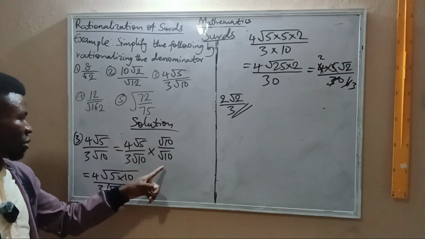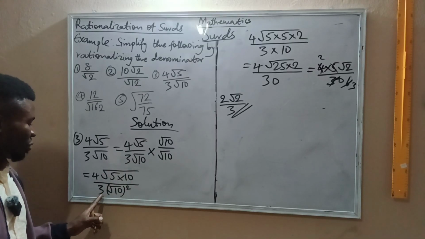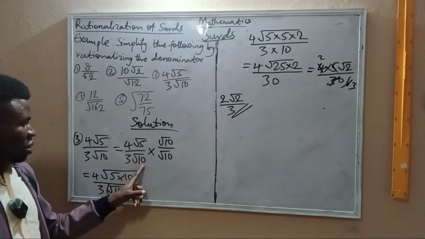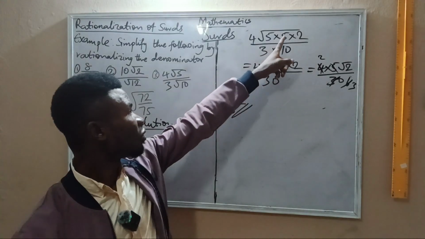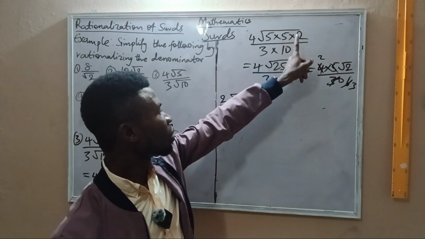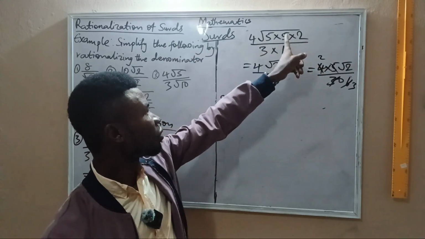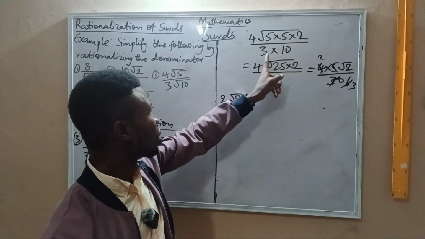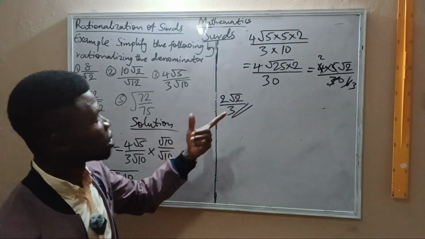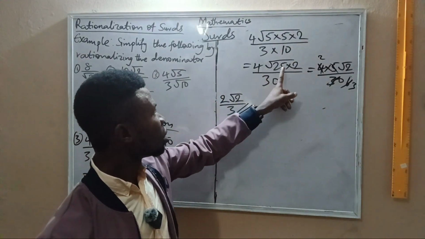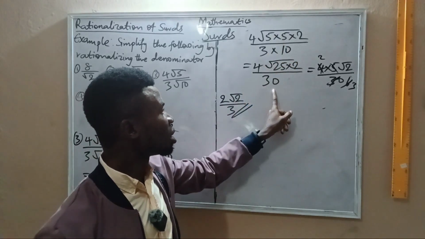And what we do there, we got 4 sod 5 times 10 all over 3. Sod 10 times sod 10 is sod 10 square. And then we simplify the 10 here. We're dividing with 2. And when we divide, we get 5 and 2. So this is sod 5 times 5 times 2 all over 3 times 10, because sod 10 square is 10. And then 4, 5 times 5 is 25 times 2, all over 3 times 10 is 30.